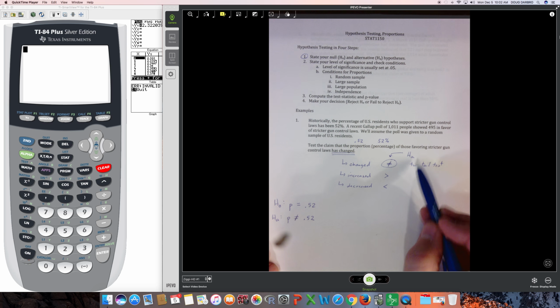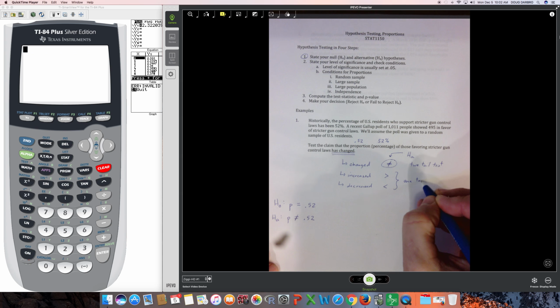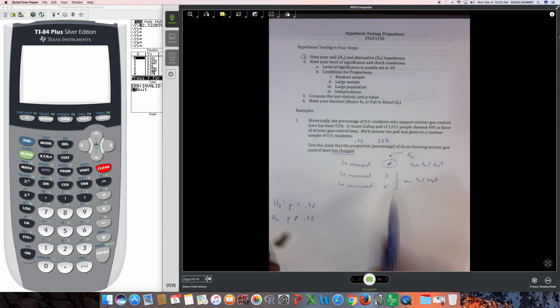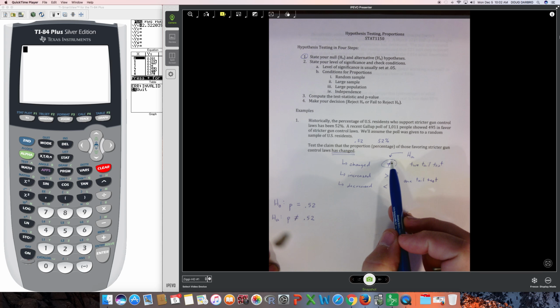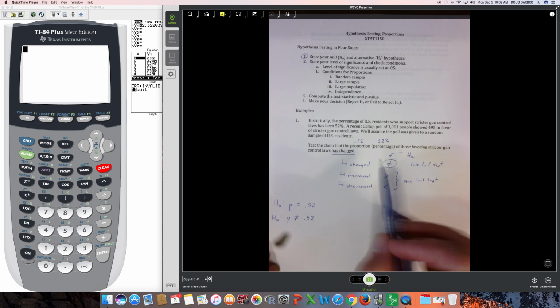But the reason is we have two tails of rejection, but I'll give you an illustration on that. So these are called one-tail tests because the tail of rejection corresponds to either greater than or less than. Up here, we're not giving a direction. It can be either higher or lower, it doesn't matter, so we put two tails of rejection.